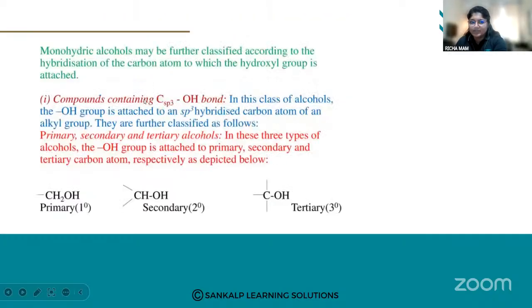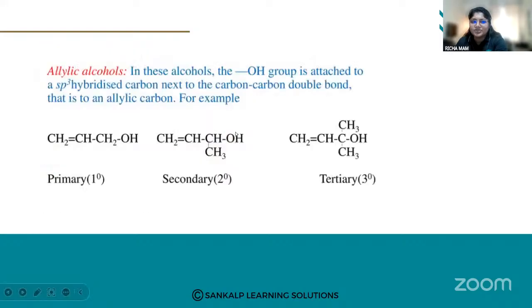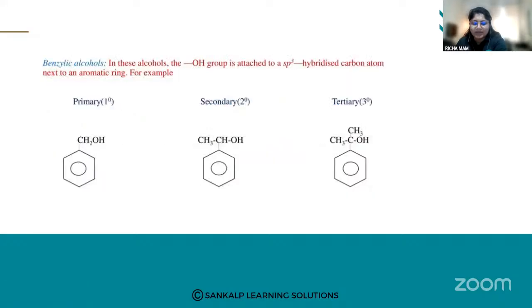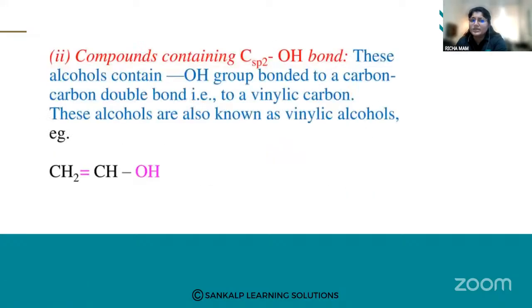Then we have seen the hybridization, that is, the classification of alcohols based on which hybridized carbon the OH group is attached to. Based on that, we have seen primary, secondary, and tertiary alcohols. Then we discussed allylic alcohols, benzylic alcohols, right? Then we also discussed the vinylic alcohols.